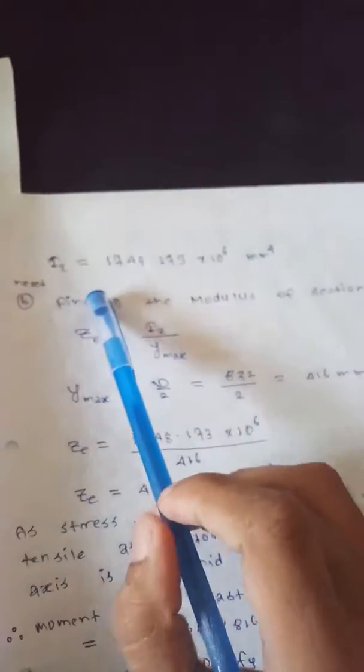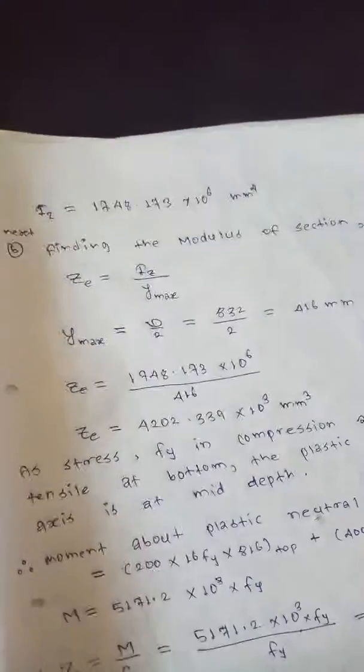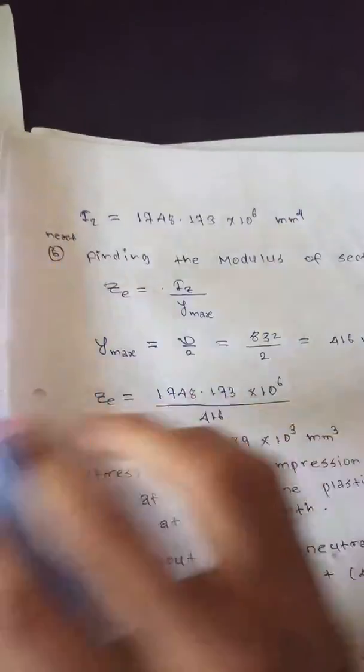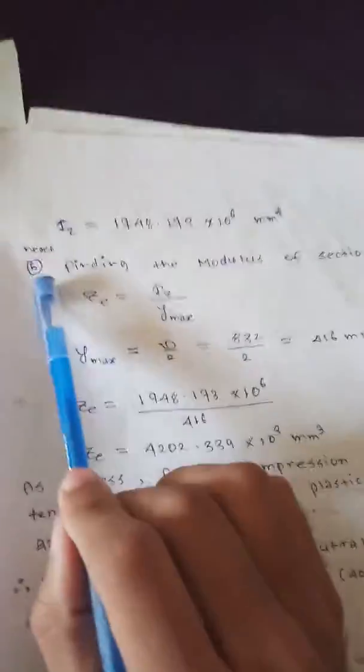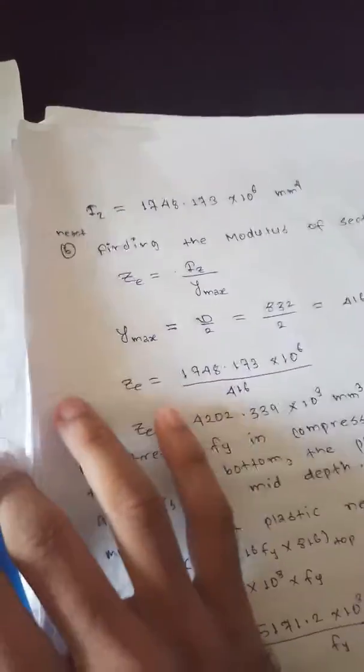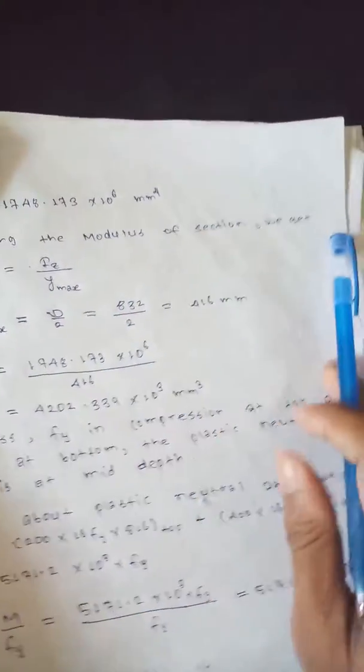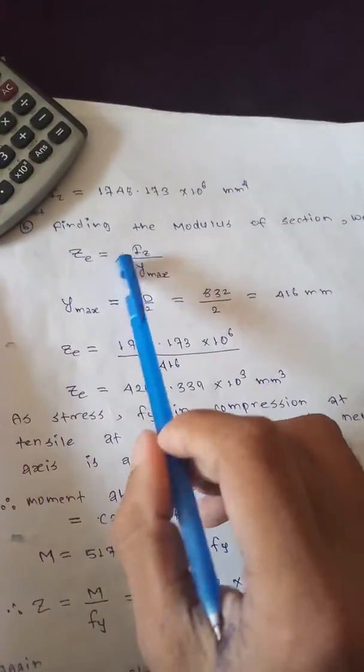After doing this, if you calculate in the calculator, then this much value will come. You can do it by yourself, and always this is in millimeter power 4. And then next we have to find the modulus of the section, and for this we have a formula.